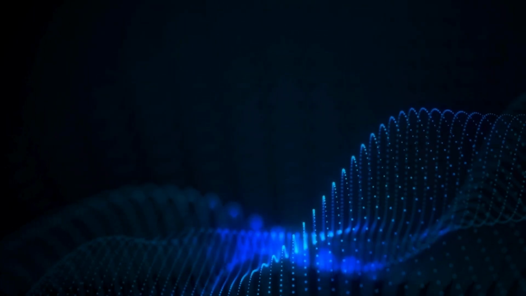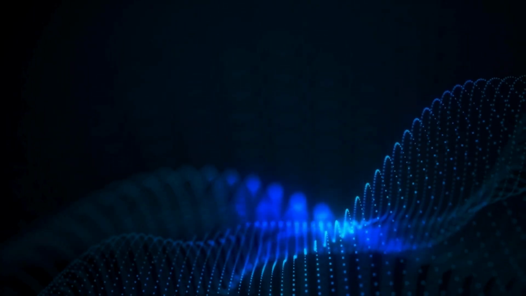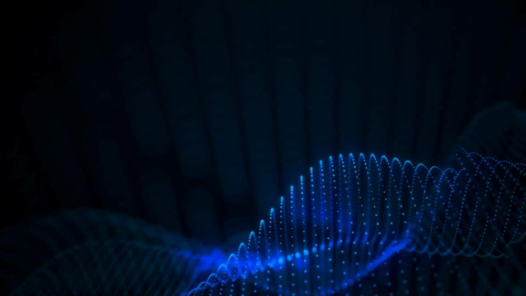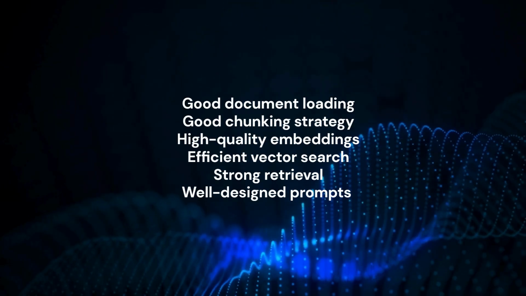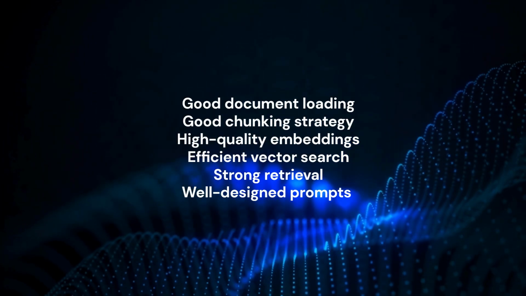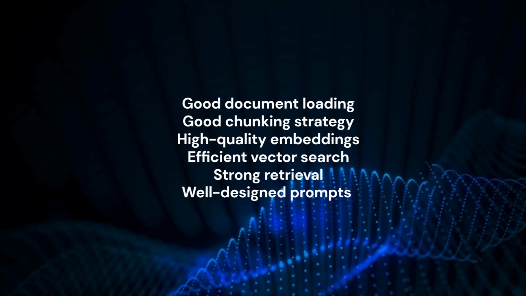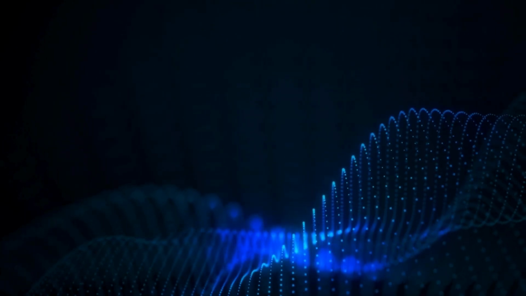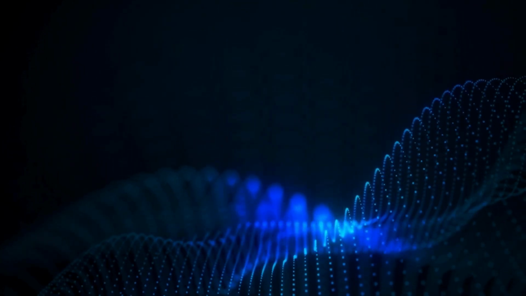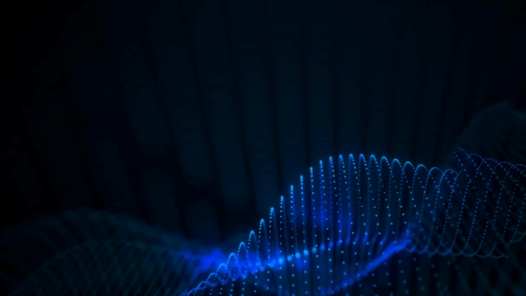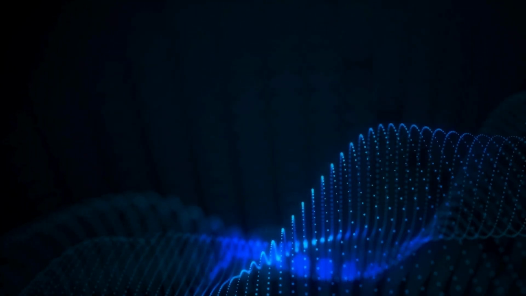The biggest mistake beginners make is focusing only on large language models. In reality, a successful RAG system depends on every stage: good document loading, good chunking strategy, high quality embeddings, efficient vector search, strong retrieval, well designed prompts. When all these components work together, you get a powerful AI system capable of answering questions using your own data. And now you understand the complete end to end RAG pipeline from document ingestion all the way to answer generation.